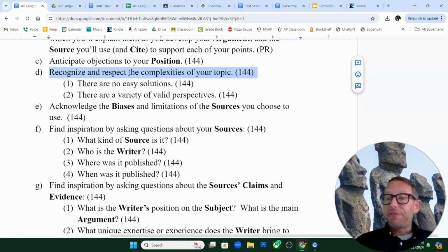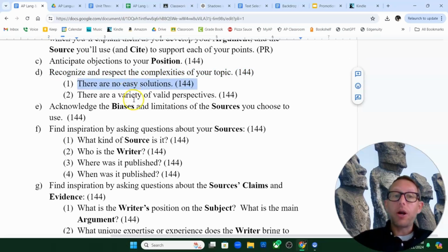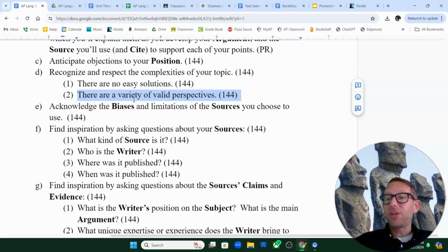If there was a one-size-fits-all kind of solution and you had it, then there wouldn't be 7 sources for you to pull from. There'd be one source, it would be treated as gospel truth, and everyone would agree with it. So there aren't any easy solutions. Don't pretend like there are. There are a variety of valid perspectives. Don't pretend like there aren't, okay?